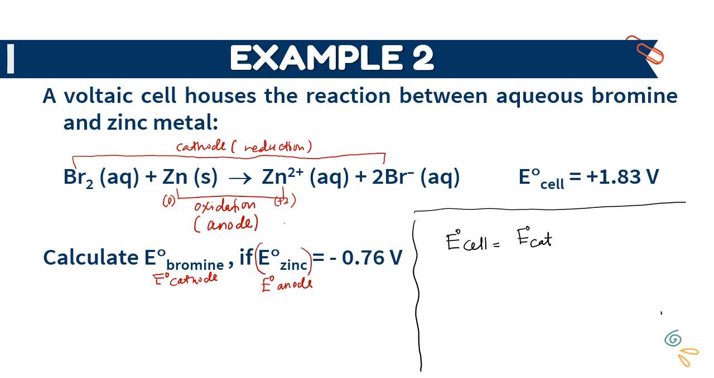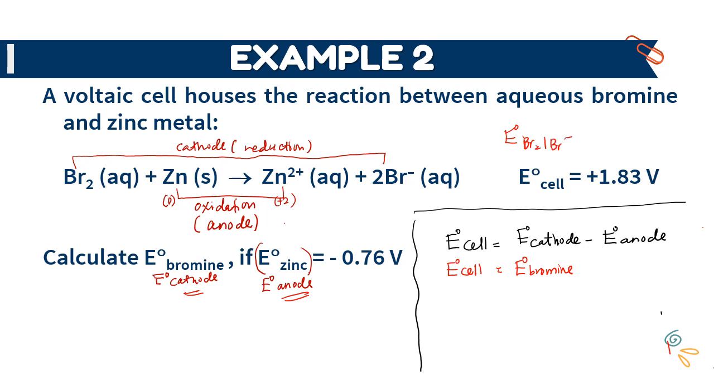Once you have determined which one is anode and which one is cathode, the calculation will be easy. So substitute all the values that we have. Since we have a specific anode and cathode here, our cathode is E naught bromine. You can write it like this, E naught bromine, instead of the process Br2 to Br minus, meaning E naught Br2 Br minus.